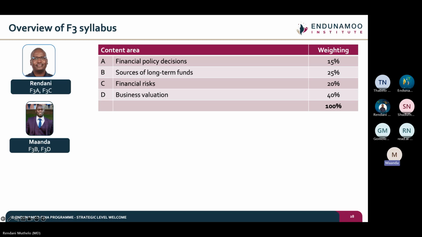So with the F3 syllabus, it's divided into the 4 content areas. And as you can see, they have different weightings, meaning that when we have those live sessions, we might focus on business valuation, for example, because it has more weighting, right? And then we can also focus on the others, but we'll consider the weighting, and if it has more weighting, we'll have more engagements on that area.